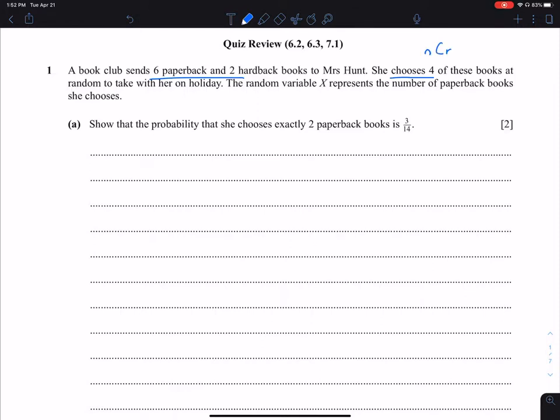Okay, we're making a selection, so order is not important. This is a combination. And so the total number of ways that I can choose 4 books, if there's 8 total, would be 8C4. And if you type that into your calculator, you're going to come up with 70. Okay, so this number is important. That's going to be our denominator.